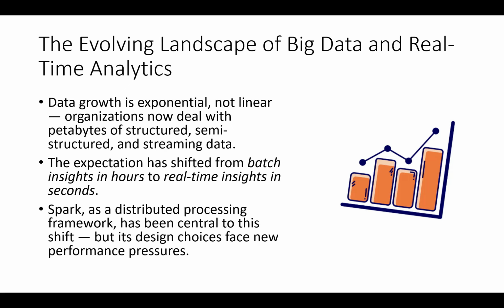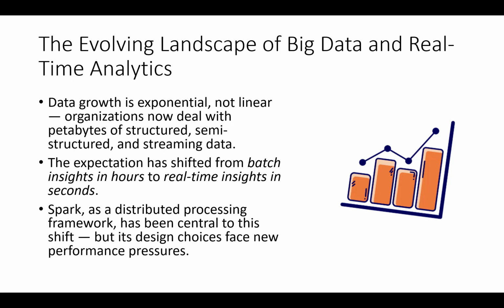The data is in multiple formats. It's not just structured, it is semi-structured, there is streaming data, and the overall expectations and use cases have shifted from batch to real time within seconds. So all of this put together, the explosion of growth, the variety, the velocity, the expectations, is making it complex for any technology to process that amount of data in real time.